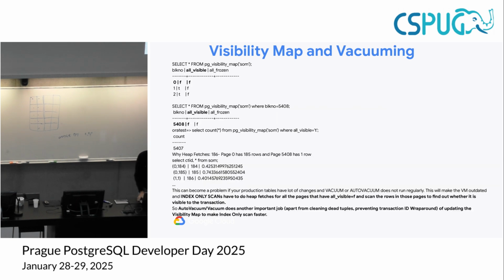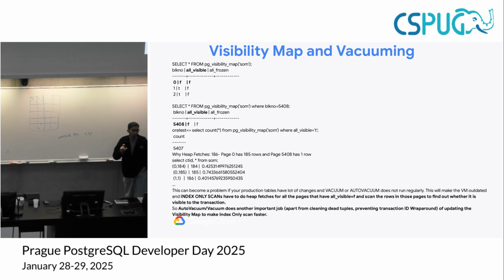If you see, there are 2 pages where I've used the pg_visibility_map function, where the count is 2. If you look at all_visible from pg_visibility_map for the relation, page number 0 and page number 5408 are not visible, and that's the reason it is doing 186 heap fetches, because the first page I believe has around 185 rows and the last page has 1 row. So index only scan is not always helpful.